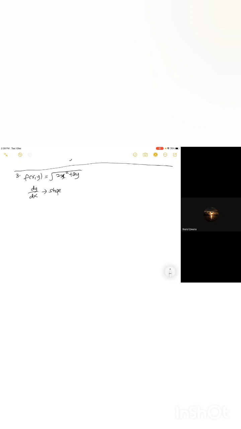Okay, so this is z. z equals the square root of 2x squared plus 8y. f(x, y) is equal to z. So when the question asks you to find the slope of the surface z in the x direction, it means the question asks you to find del z, del x. And if the question asks you to find the slope in the y direction, it means del z, del y. So let me show one of them. The other one you can try.